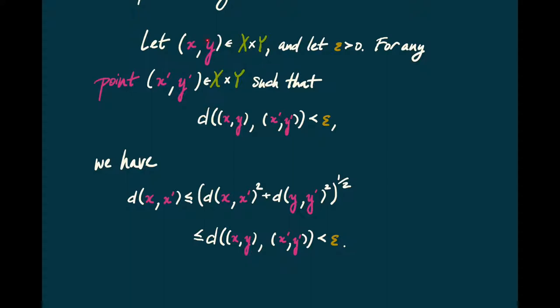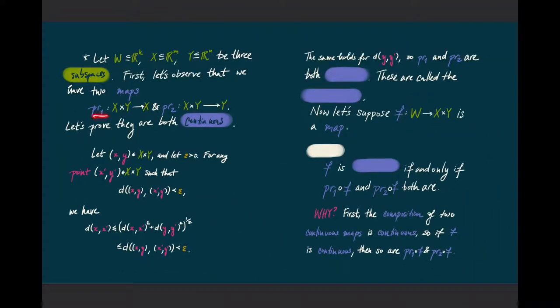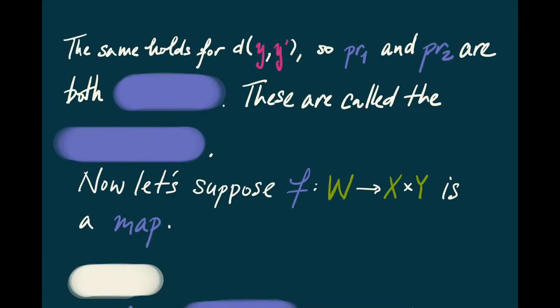The proof that PR2 is a continuous map operates in exactly the same way, except that here we're projecting onto that second factor, so we'll be picking up y and y', but our choice of delta will be the same. It'll just be the epsilon that we started with. Okay, but there's more to this story. I have these two special maps, PR1 and PR2, and I claim they're really special. I claim they're special in such a way as to identify continuous maps into X cross Y. We've just seen that PR1 and PR2 are both continuous.